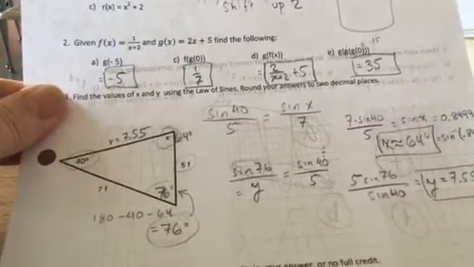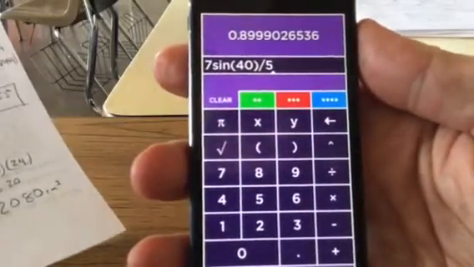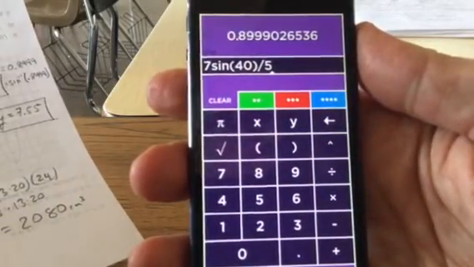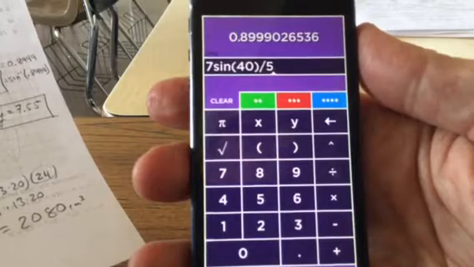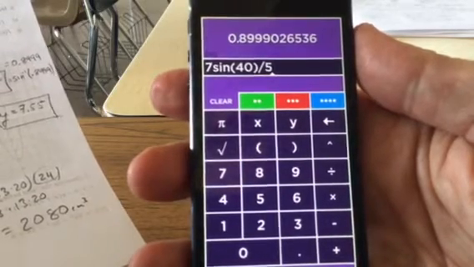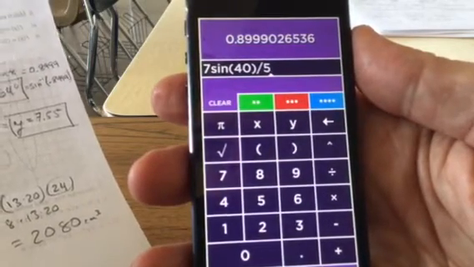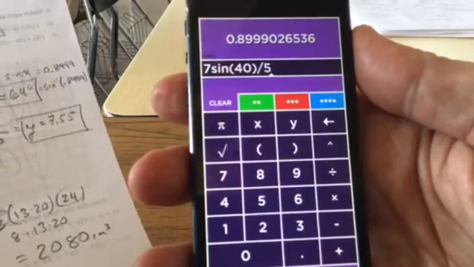So I showed you that right here. When you use your calculator for that, there's 7 sine 40 divided by 5, and that gives you that 0.8999 number. That is the sine of x. It's the sine of the angle. It's not the angle, it's the sine of the angle.